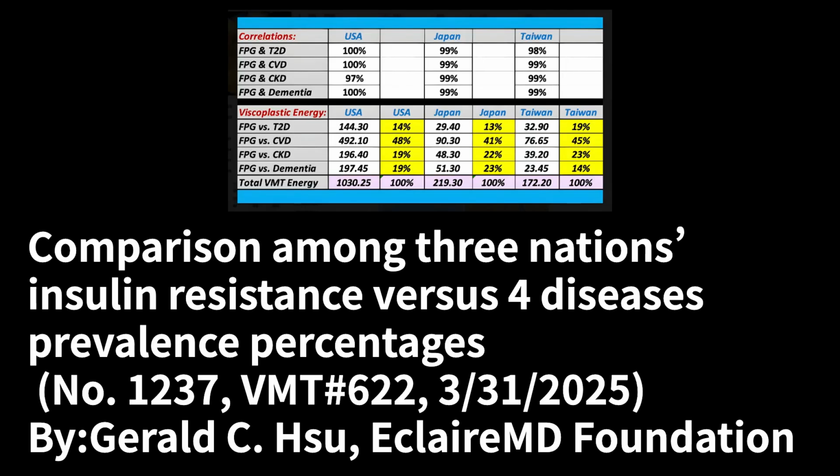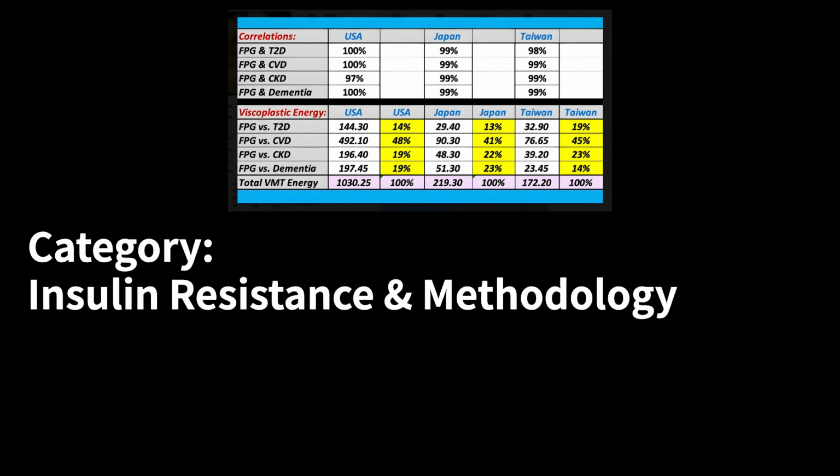Comparison among 3 nations: insulin resistance versus 4 diseases prevalence percentages. Number 1237, VMT Sharp 622, March 31, 2025, by Gerald C. EclaireMD Foundation. Category: Insulin resistance and methodology.